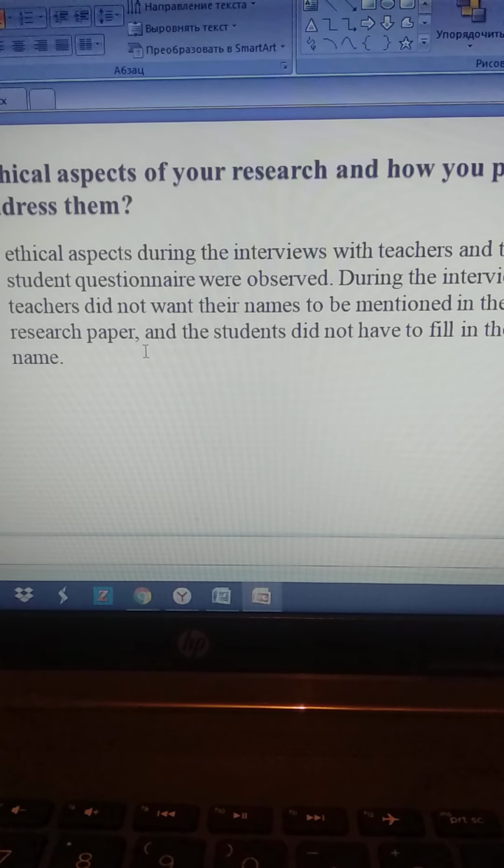The ethical aspects of research. The ethical aspects during the interviews with teachers and the students' questionnaire were observed. During the interview, the teachers didn't want their names to be mentioned in the research paper, and the students didn't have to fill in the name.